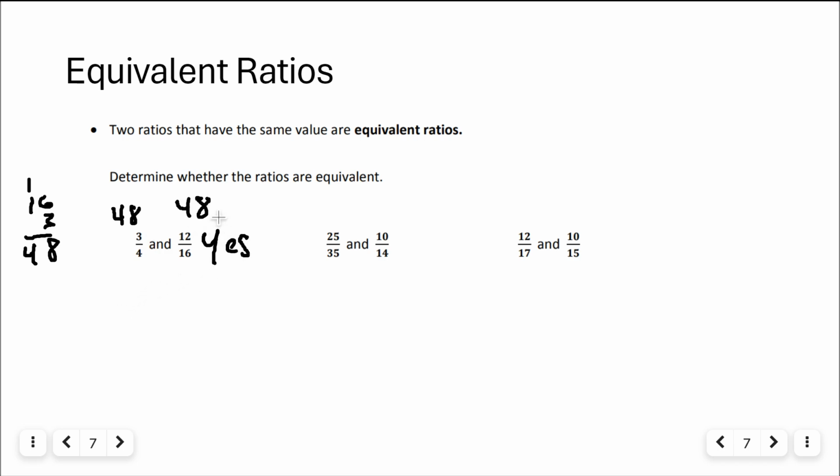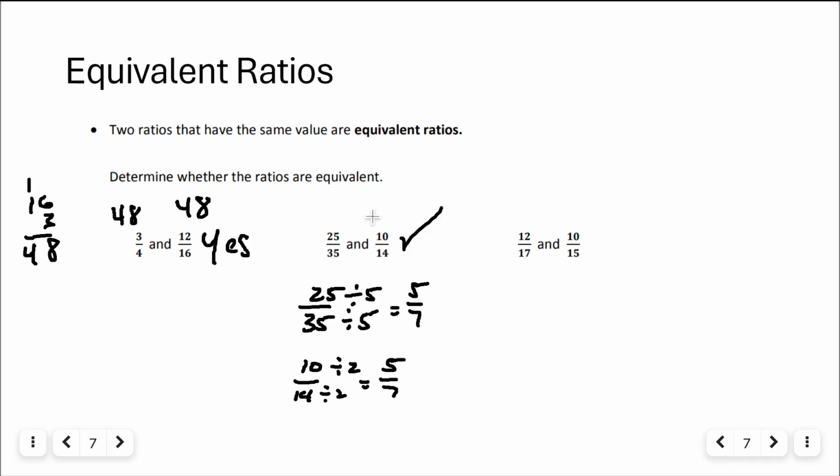The other way to do it is to put the 2 fractions in lowest terms. So 25/35, 5 goes into each. 5 goes into 25 5 times, 5 into 35, 7. And then 10 to 14, 2 goes into each one of those. That's also 5 over 7. Yes. They're equivalent. They're both 5 over 7 when they're reduced. And that's the way I prefer to do it, to be honest with you. 12 over 17 can't be reduced. 10 over 15 can, so you can probably see where this is going already.